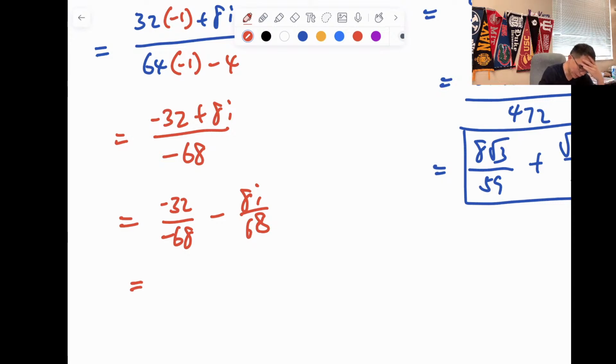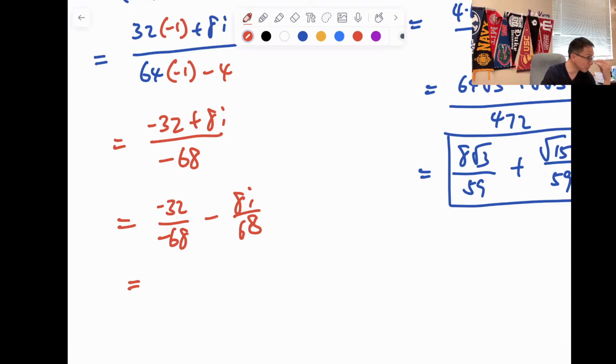Okay, so can this 32 and 68 simplify? 16 over what? 34. Well, I can divide it by 4 as well. So let me divide it by 4. So it'll be 8 over what? 17. Minus 2i over 17. Is that okay?